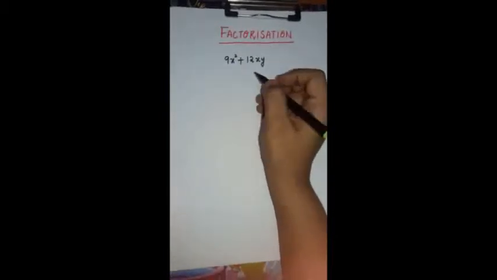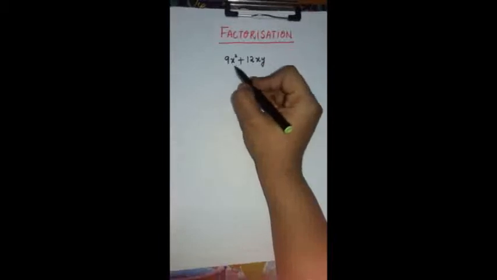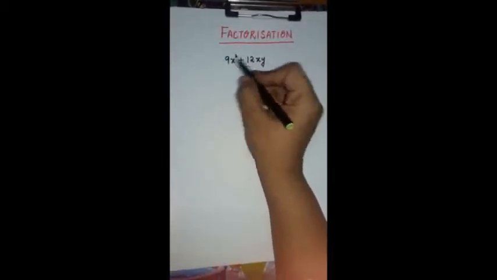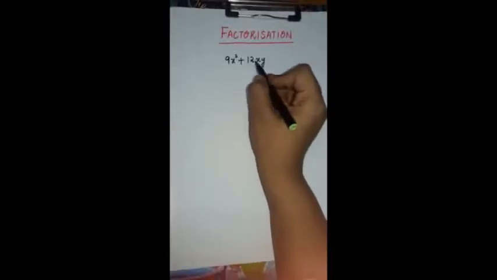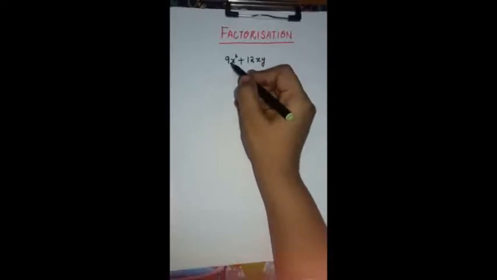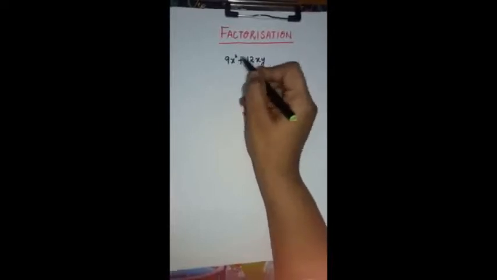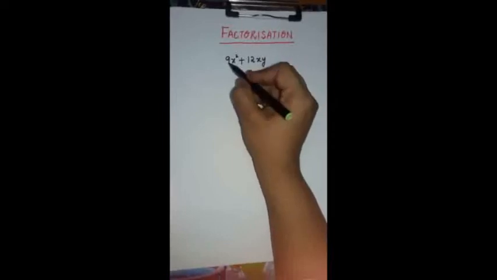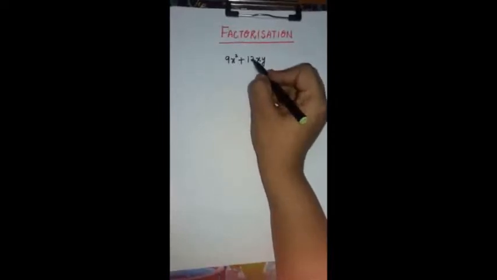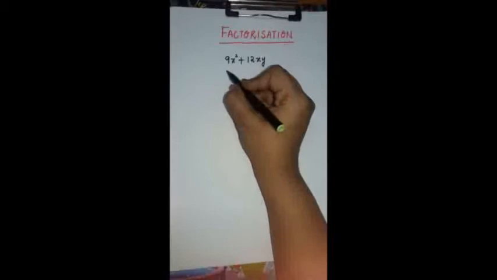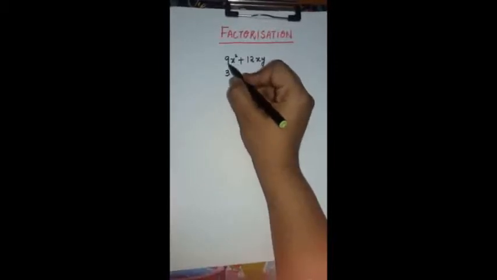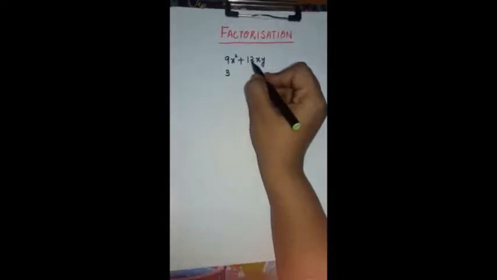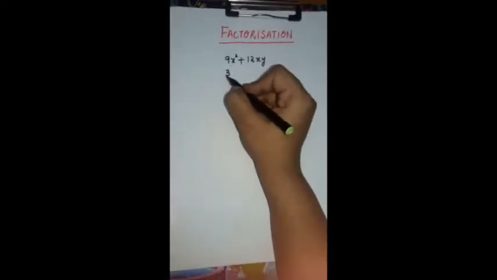Now 9x square plus 12xy, we have one expression. How can you write this expression? Something you have to take common from both the terms. Here this is one term, this is the other term. From both the terms you have to take out something which is common in both. So first of all 9 and 12. They come in the 3 table. 3 3s are 9 and 3 4s are 12. So that 3 I'll be taking outside of the bracket.